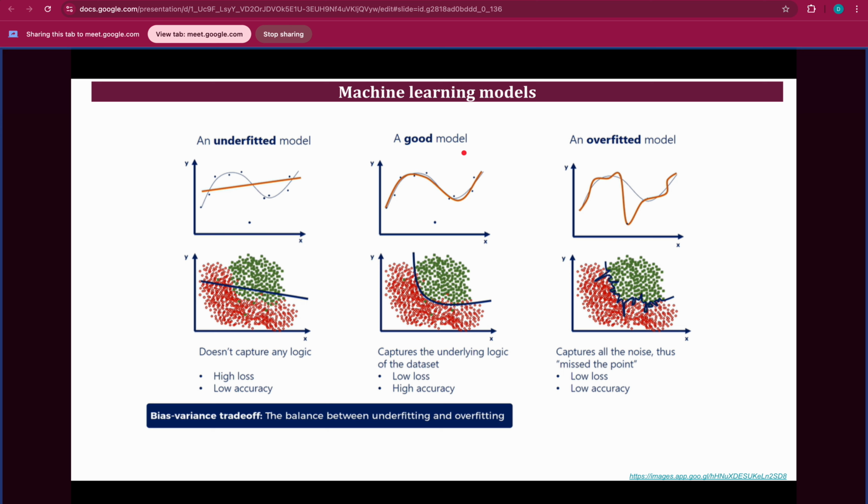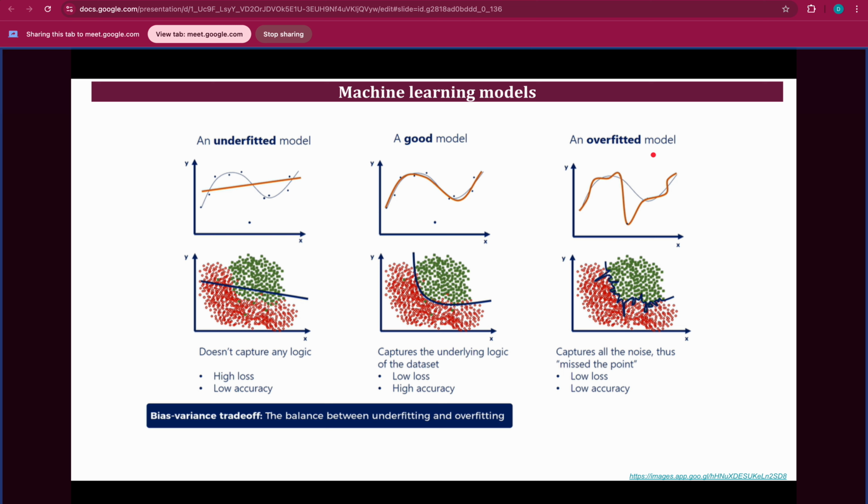Then comes a good model in which you are maximally able to classify, or maximally able means you are properly able to distinguish between two classes, or you are properly able to get the output value, as in the case of linear regression. So that is known as a good model.